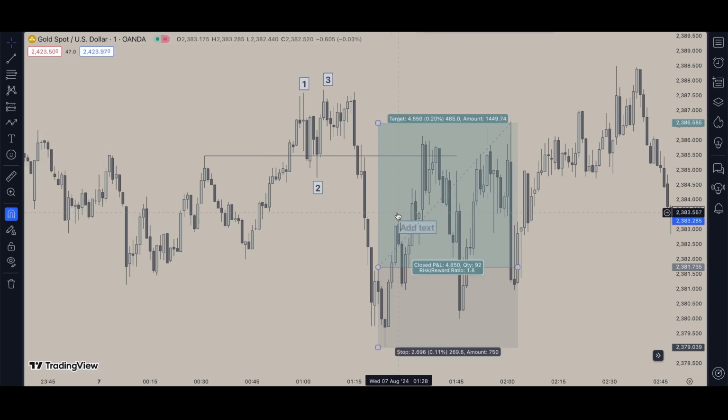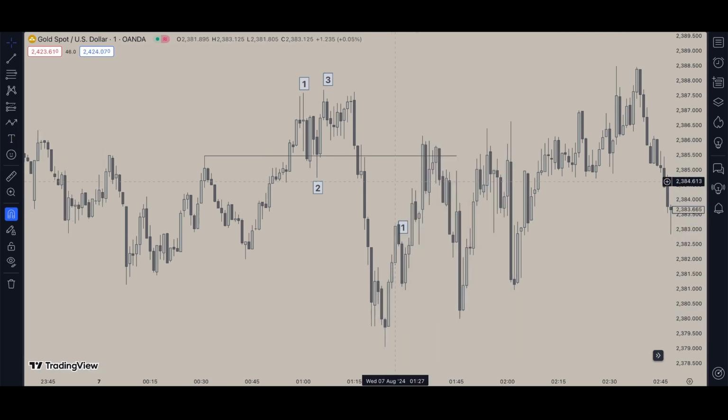So we have our number 1 over here. Let's get rid of this. This is the high that we're looking at. So we have this high, price goes down, takes this high. Now we wait for price to come back down, which it does, gives us number 1. Now we're waiting for price to go back up and take out number 1, which it does with this candle.